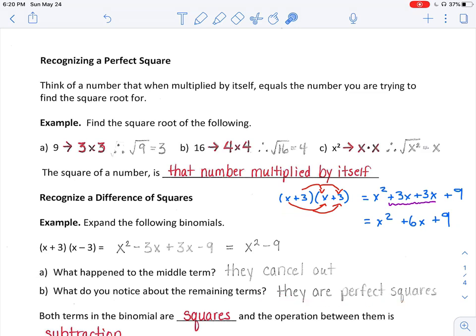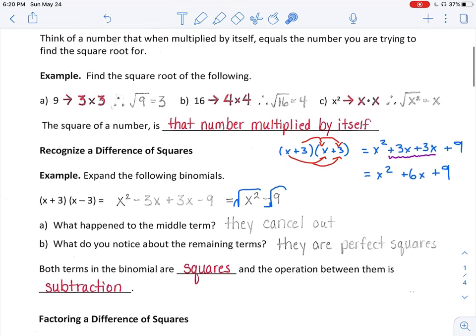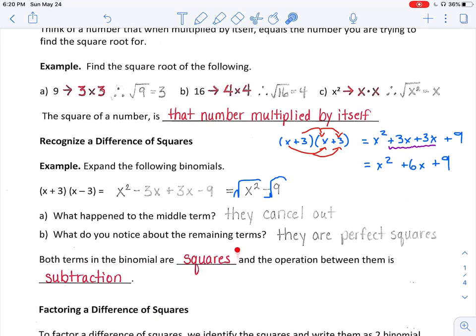So what that means is that if I square root x squared, and if I square root 9, I get actual whole numbers, right? So I can square root both of them. Both terms in the binomial are squares, and the operation between them is subtraction. So the only way to identify a difference of squares is with the operation of subtraction between them. If I quickly expand x plus 3 multiplied by x minus 3, with a positive and a negative value, you get a difference of squares.